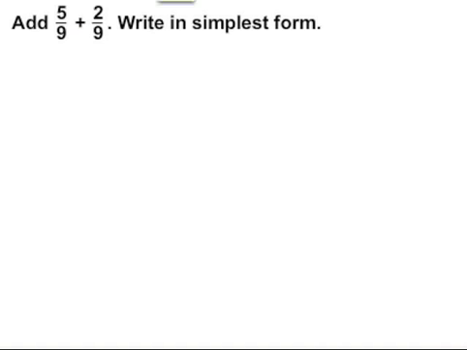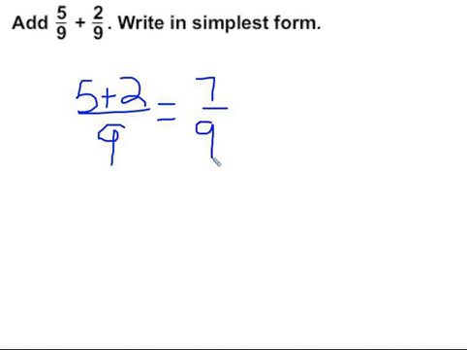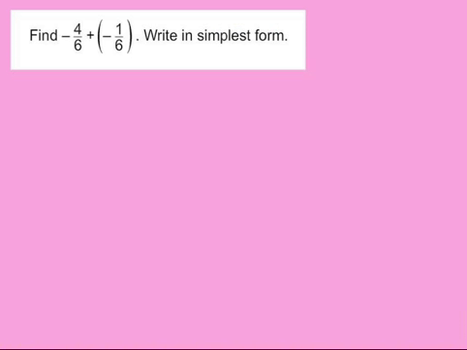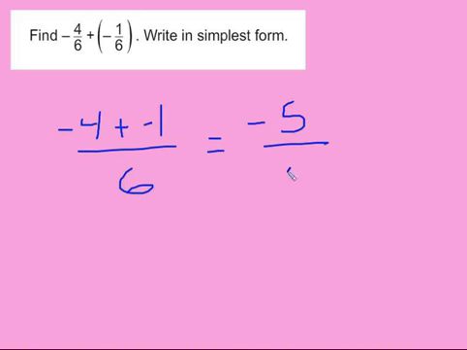So in the example of 5/9 plus 2/9, that's going to be 5 plus 2 over 9. That's going to give me 7/9. I can't reduce that, so it's already in simplest form. Review of our sign rules. Negative 4/6 plus negative 1/6. Well, that's going to be negative 4 plus negative 1 over 6. Since these are both negative, I know my answer is going to be negative 5 over 6.